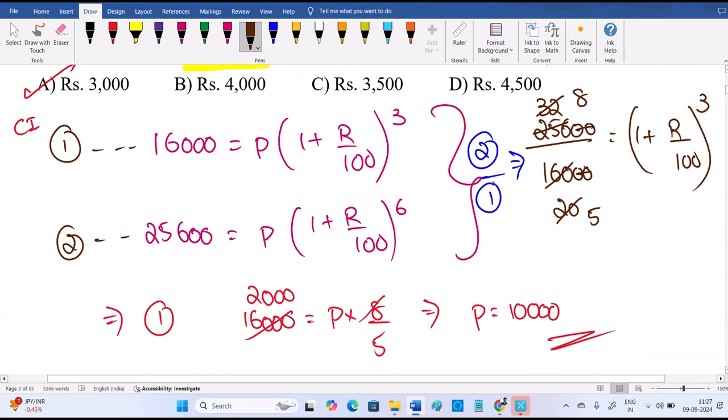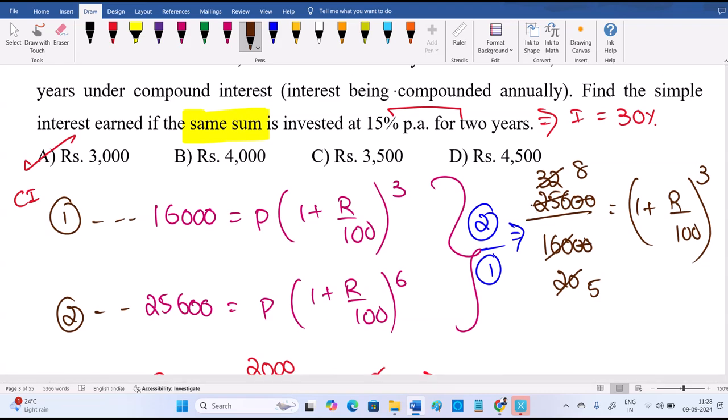Whereas in the above one, you see what happened. Using compound interest, in the other case it is directly interest. Simple interest is like an addition effect. 15% for 1 year, 2 years means 30%. So 30% we have to apply for 10,000. 10% is nothing but 1,000, 30% is 3,000. Option A is the answer.